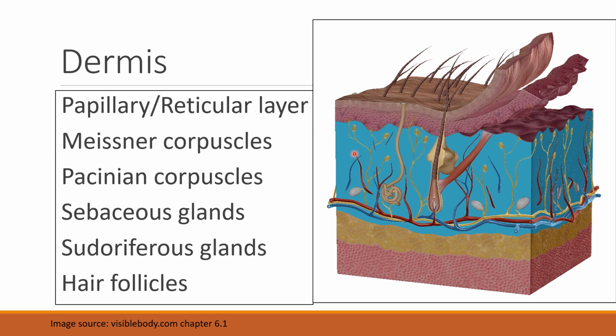So here we are with the dermis. We have the papillary and reticular layer. We're going to also talk about Meissner corpuscles and Pacinian corpuscles in relation to sensations, and various glands such as sebaceous glands and sudoriferous glands. But we're going to save hair follicles for the next lesson, just for the sake of time. It's already a long video lesson to begin with, but we'll push the hair follicles to the next section.